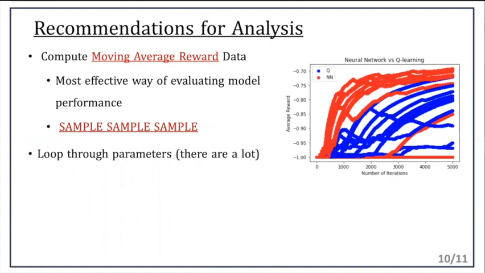My recommendations for future students who would pursue this project is make sure you compute a moving average reward. It's the most effective way of actually seeing how well these models are performing at finding a policy. And make sure to sample, because it is very stochastic and very random from iteration to iteration. This needs to be done a bunch of times to really see what the overall behavior is. And make sure to loop through those parameters for optimization, because there are a lot of parameters that change the behavior of this.